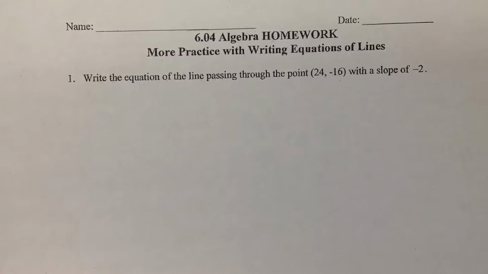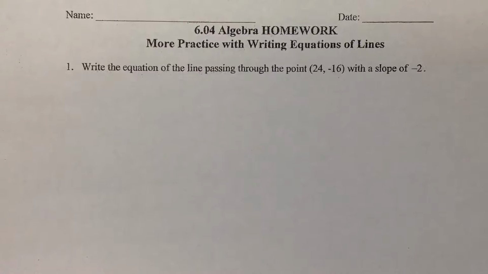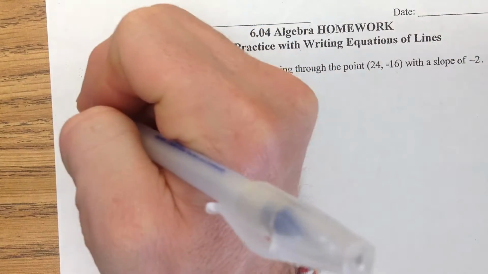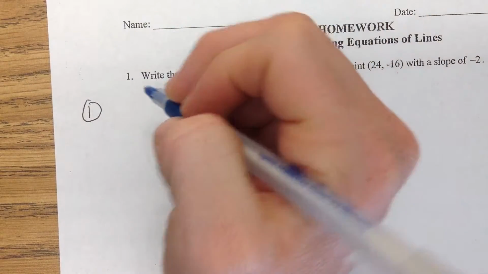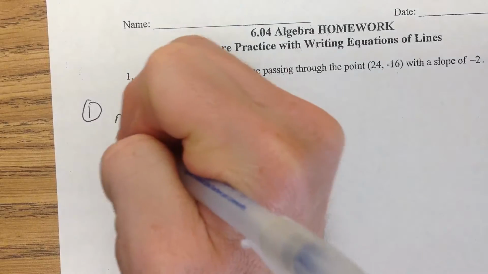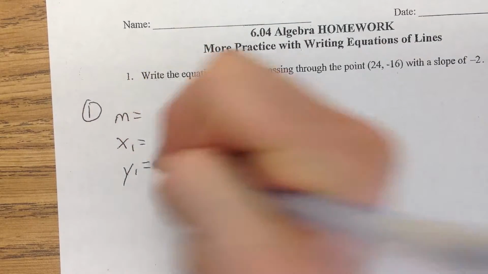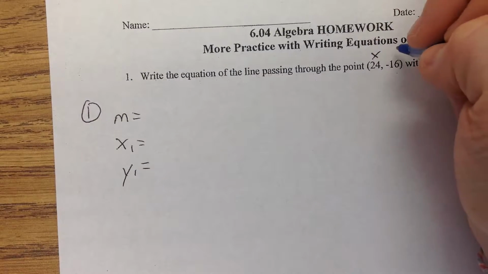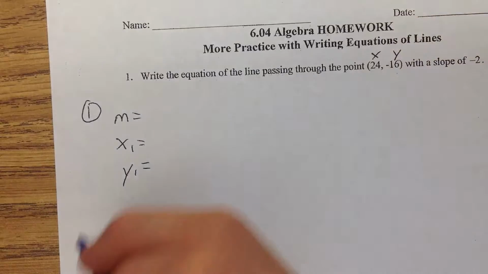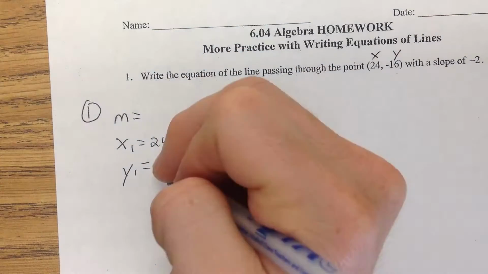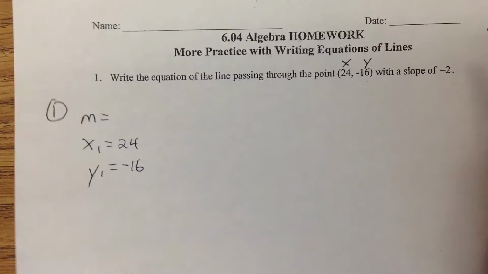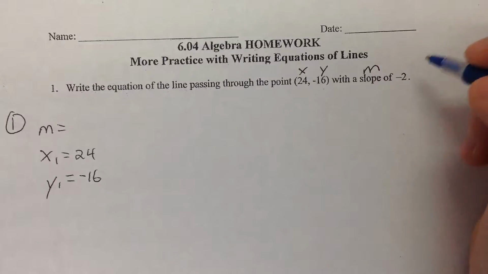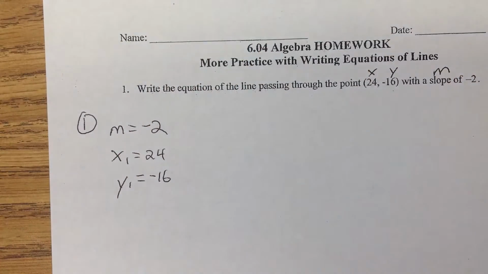Okay, so if we look at the first one, write the equation of a line passing through the point 24, negative 16 with a slope of negative 2. So on all four of these problems, we're going to be following the same procedure. We're going to find an m, an x1, and a y1. The x is always the first point, the y is always the second point, so our x1 is 24, our y1 is negative 16, and then slope of negative 2, slope is always our m, so m equals negative 2.